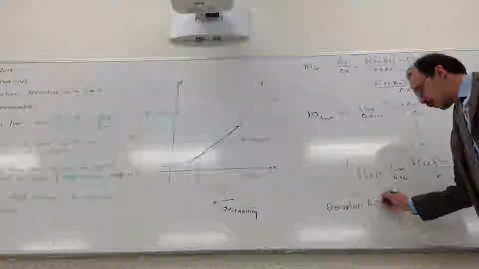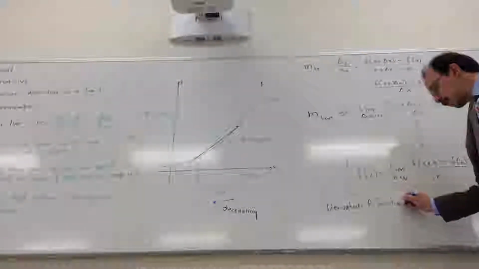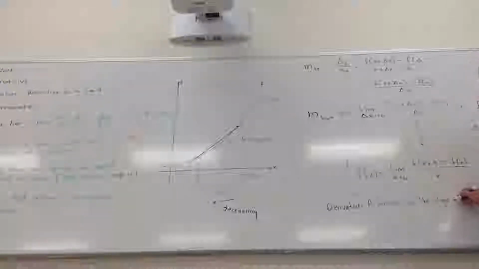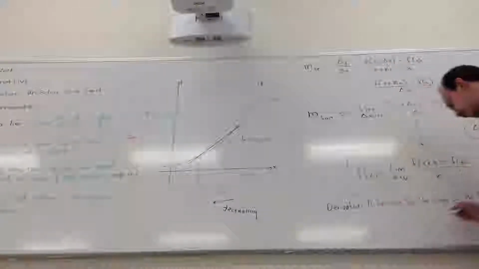Fine. Listen, the derivative has two definitions. The mathematical definition is precisely that. It's not just the slope, it's a function for the slope of the tangent line of a function f of x, let's say.